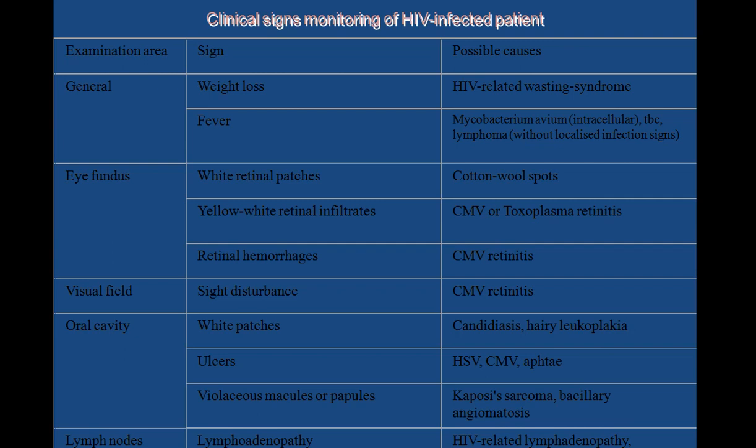Eye fundus: white retinal patches, cotton wool spots as possible causes. Yellow-white retinal infiltrates, as a result of CMV or Toxoplasma retinitis. Retinal hemorrhages, CMV retinitis. Visual fields, side disturbance, CMV retinitis.